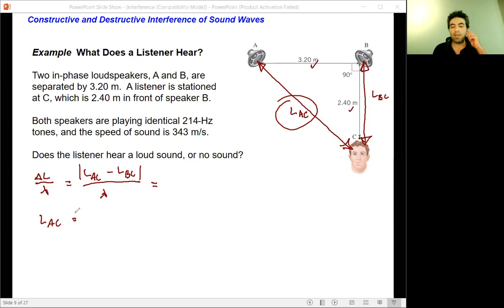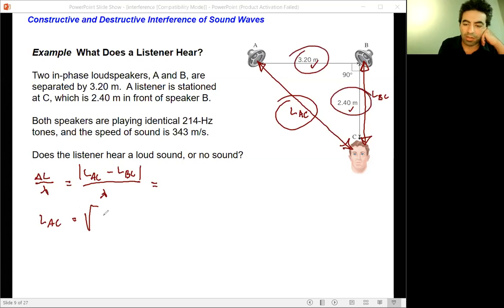In different problems, you might have to do different things to find this distance, or it might already be given to you. But in this particular problem, we have to find it from the geometry of the problem. Because it's the hypotenuse, it would be the square root of this side squared plus this side squared. So 3.2 meters all squared plus 2.4 meters all squared under the square root. And that will give you 4 meters.